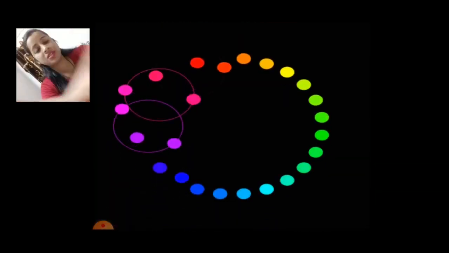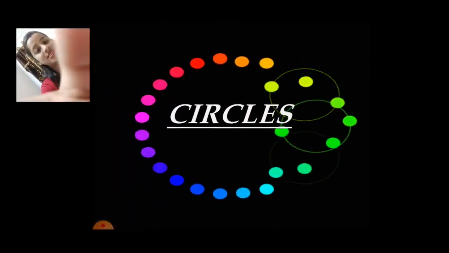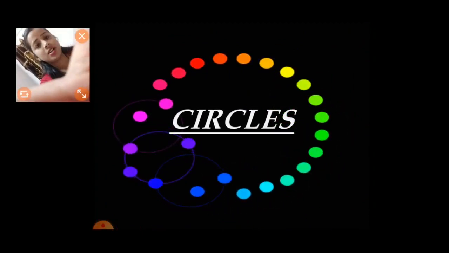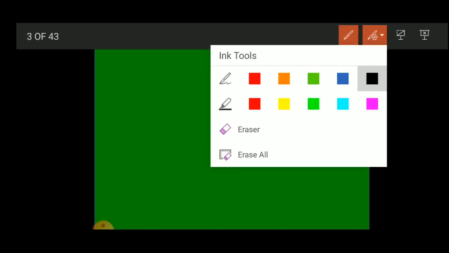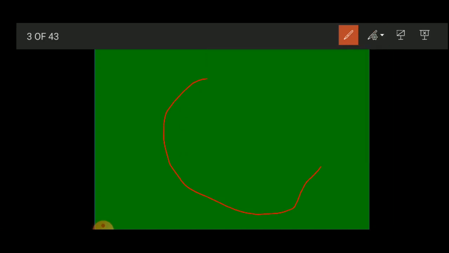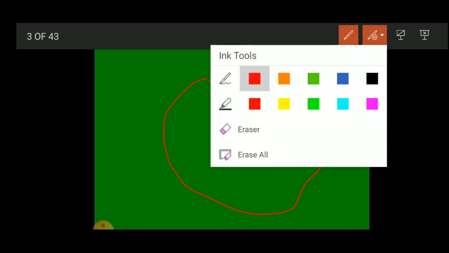So the chapter we are going to do today is circles. So let's try to draw a circle. No, that's not a perfect circle. Let's try again. Why am I not able to do it? So now I think I should try something else. Let's try some other ways.